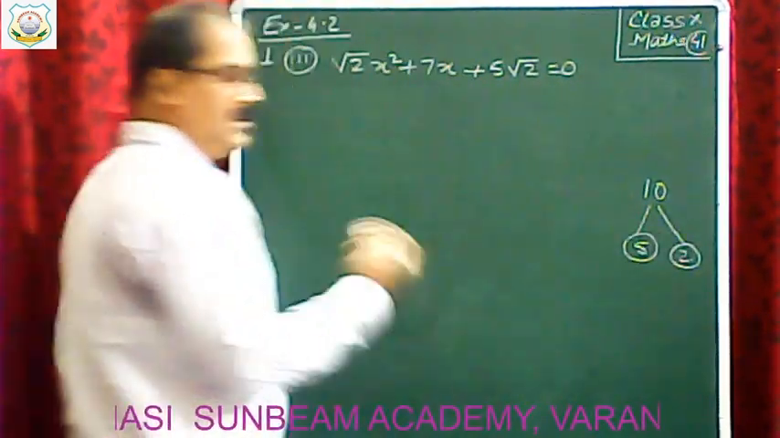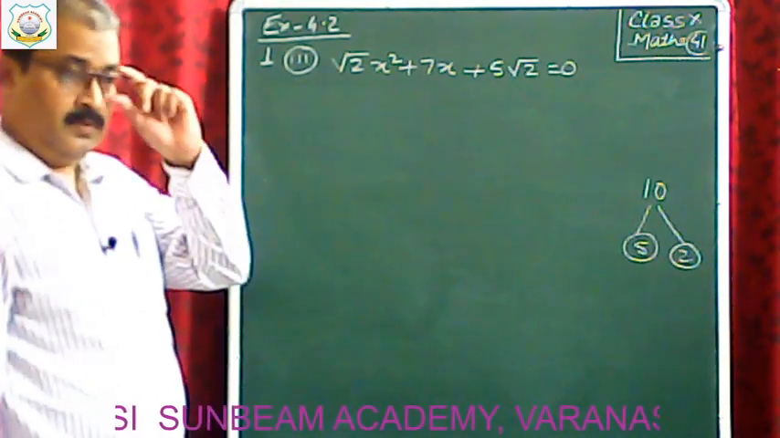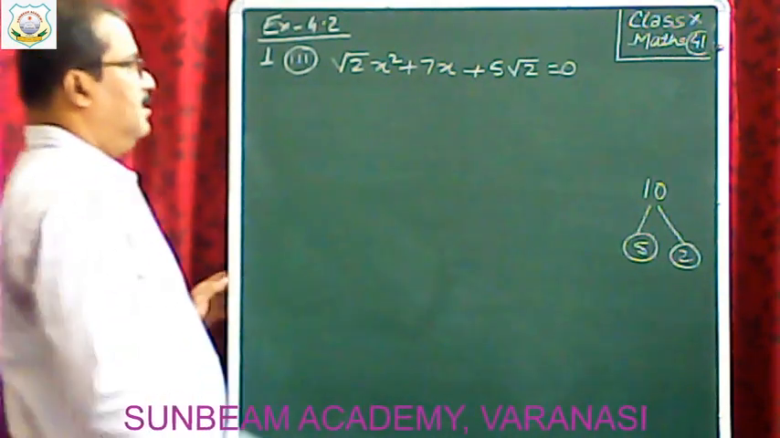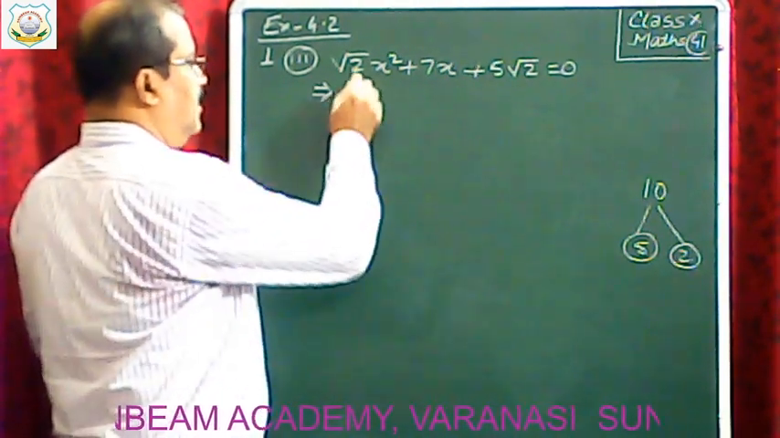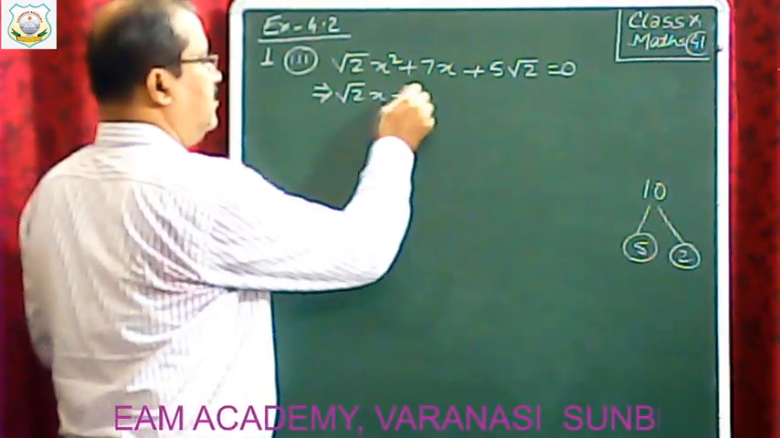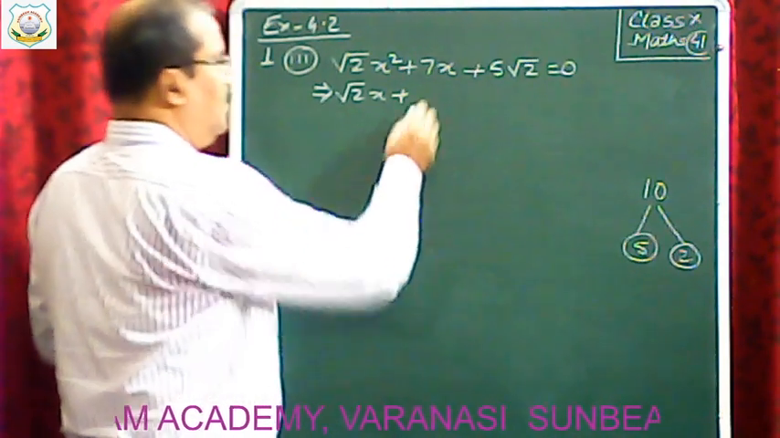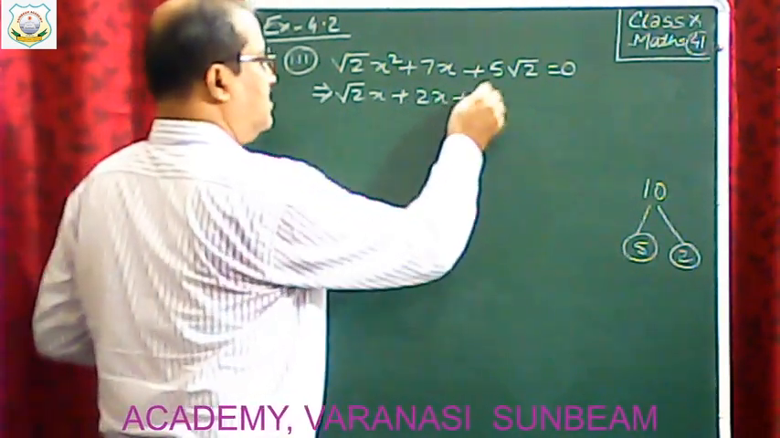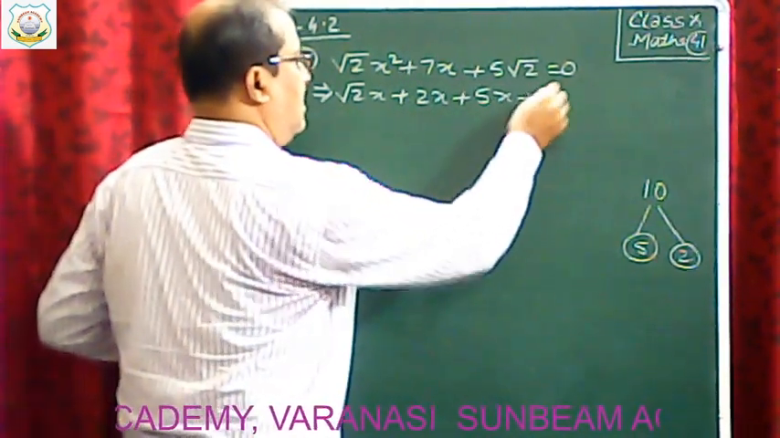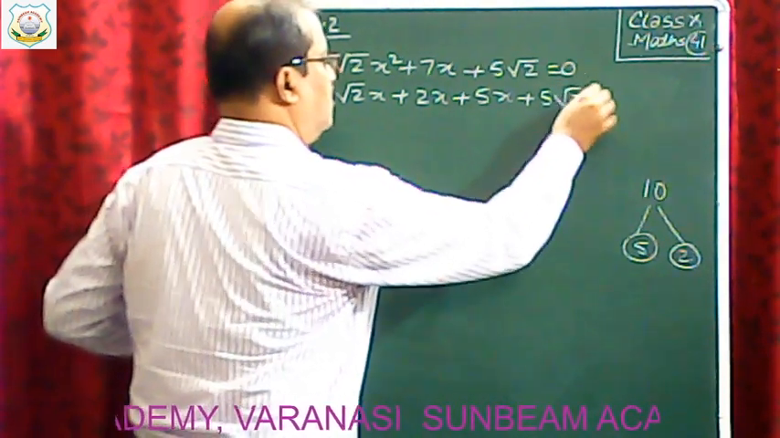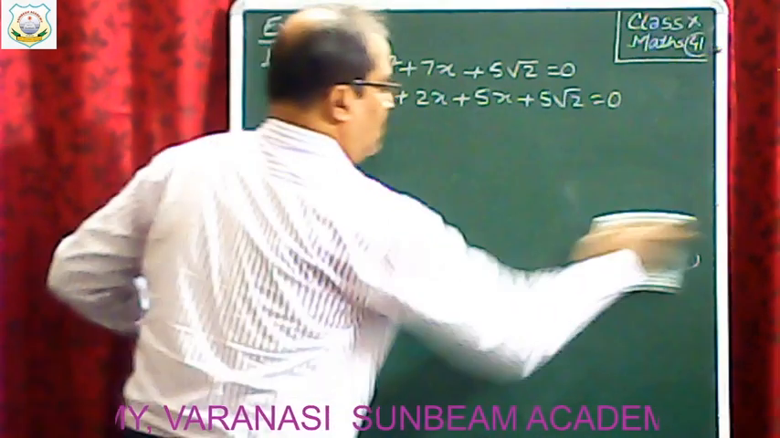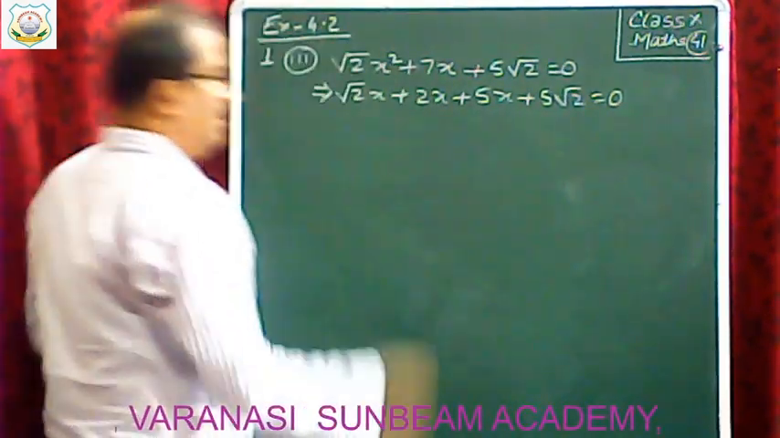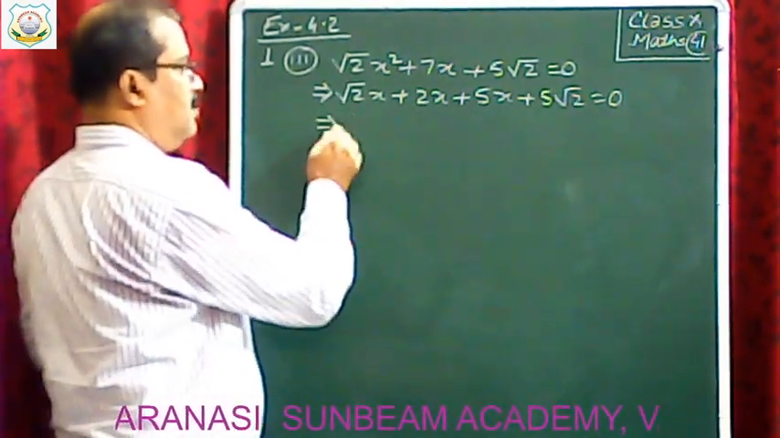So the sum of them is 10 again, and the product is also equal to 10. As you have done in the previous class, √2x² + 2x + 5x + 5√2 = 0. Clear? And thereafter take out common factors from the first two and last two terms.